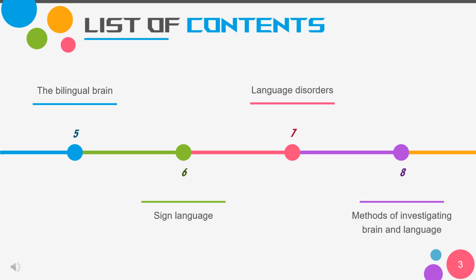So today we will only give you a brief explanation about it, and if you have questions about language disorders, you can keep your question to ask the next presenters next week. And the last material is methods of investigating brain and language. Actually, this material is too high for linguistics students in undergraduate degree. So today, we only give you a brief explanation about it, so you can get new knowledge about the methods of investigating brain and language.